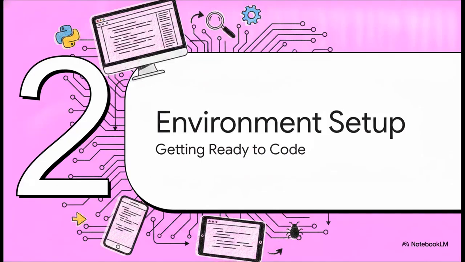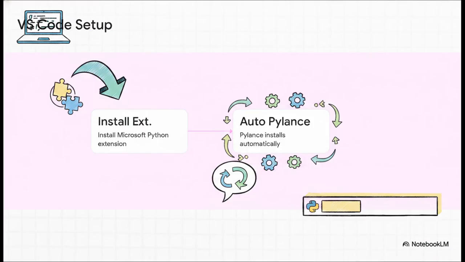Moving on to Section 2, Environment Setup, Getting Ready to Code. Let's start with our laptop users. Setting up your workspace in VS Code is incredibly straightforward. You basically just need to install the official Python extension made by Microsoft. And that's literally it. When you do that, a super helpful tool called Pylance installs automatically right alongside it just to help you write better code. You'll just quickly check the bottom right of your status bar to confirm your Python interpreter is selected, and boom, you are ready to go.